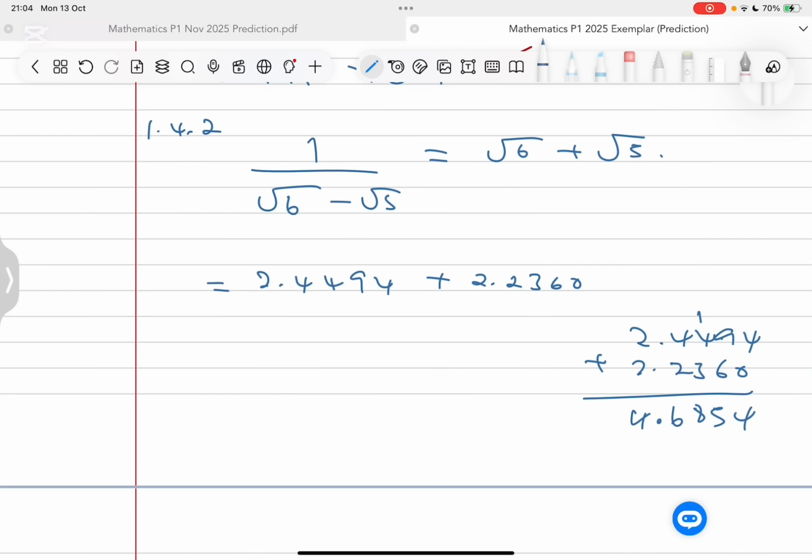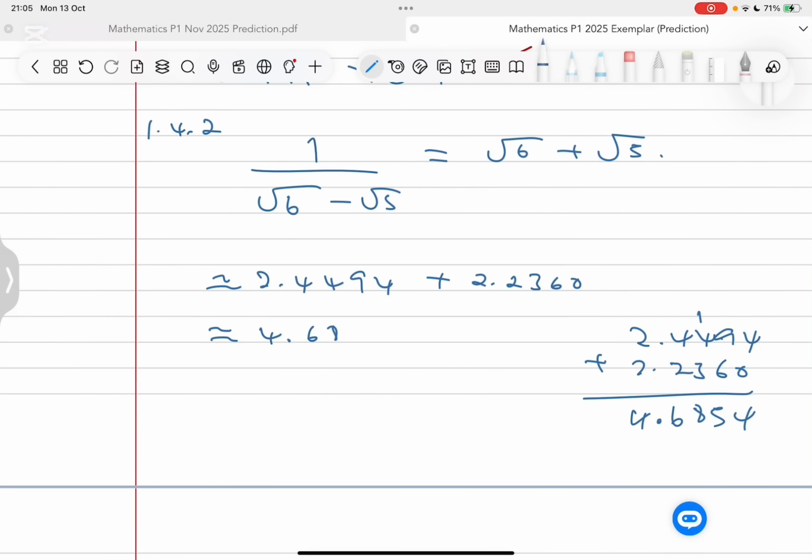The other thing that is very important is that these would be approximate numbers, because these numbers are estimates. They are rounded off, right? They are up to 4 decimal places. So this means now I'm going to have an approximate of 4.6854.